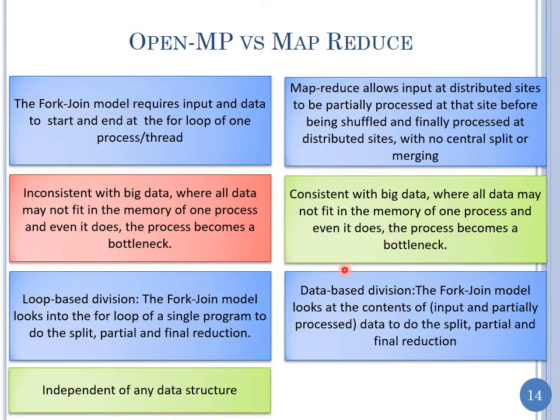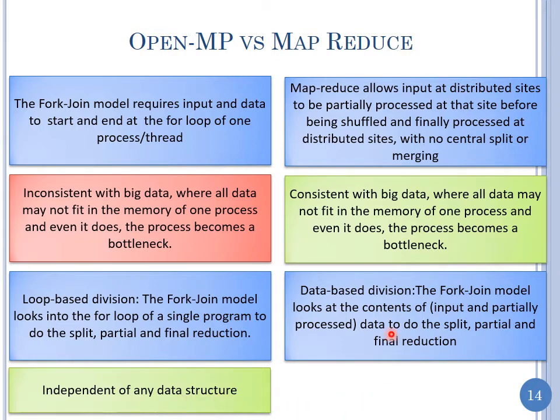Now the nice thing about this, so the green lines tend to be the good things and the red lines tend to be the bad things. This is independent of any data structure. It just says you have a loop. Okay? It doesn't care whether your data structure is a collection, a bean, a hash table, whatever.